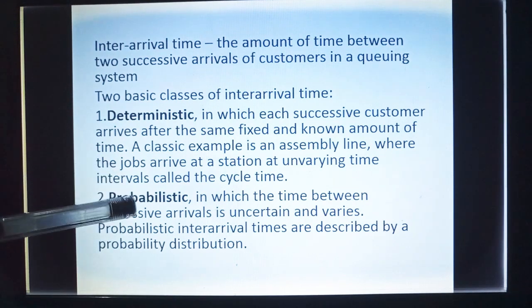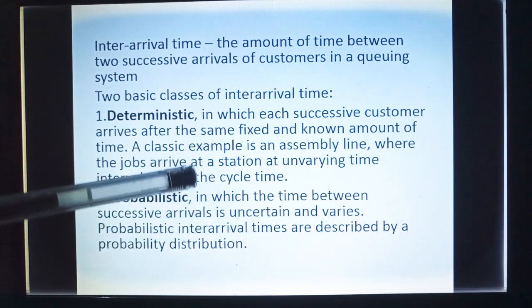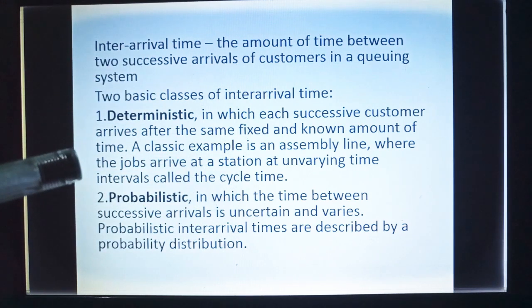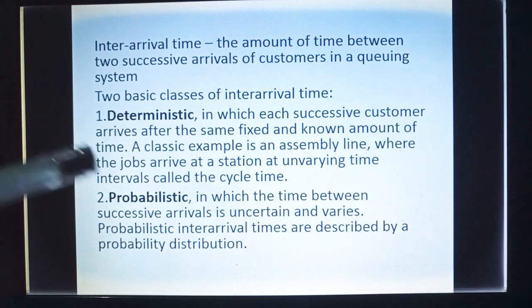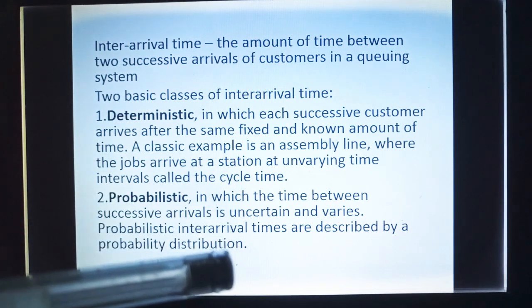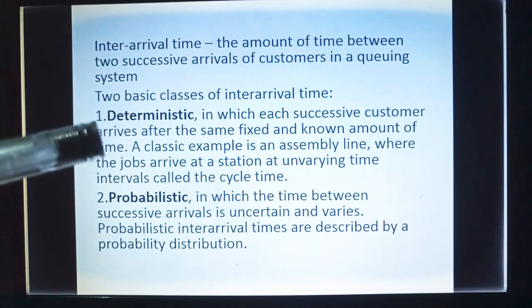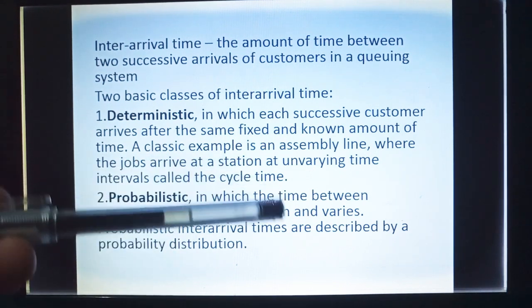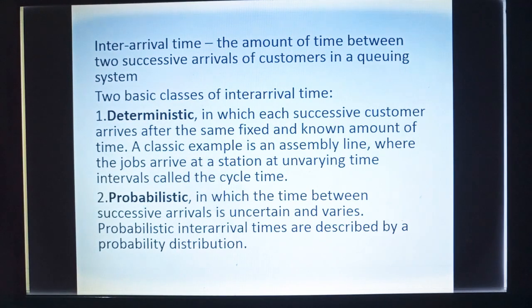For probabilistic, the time between successive arrivals is uncertain. In other words, let's say after 2 minutes an individual arrives, and then after 3 minutes another individual arrives, and then after another 1 minute another individual arrives at a certain store. So you have here uncertain, or varying, time. That is an example of probabilistic.